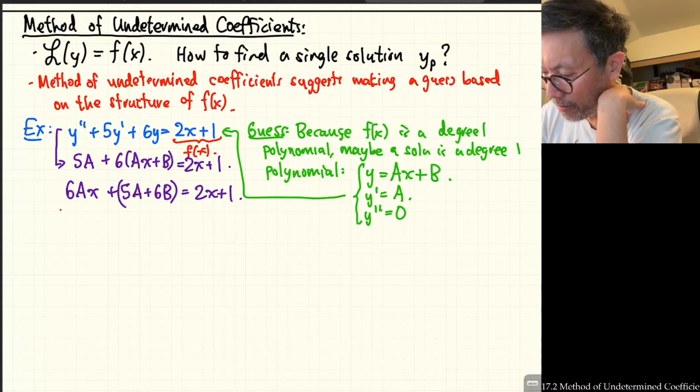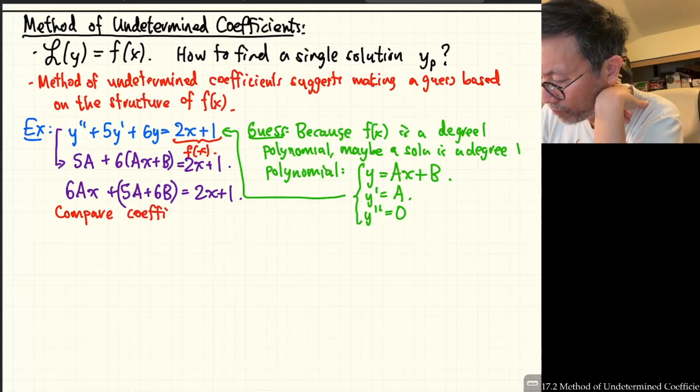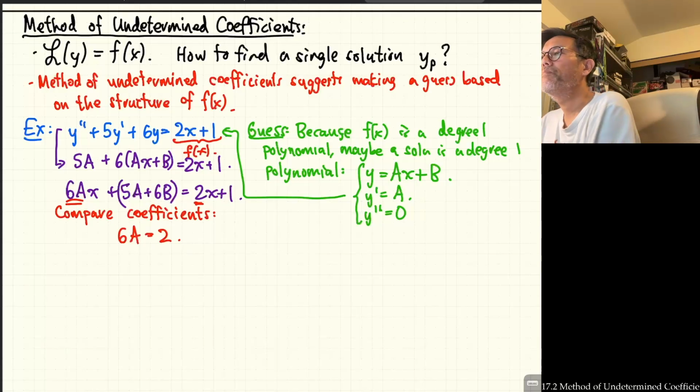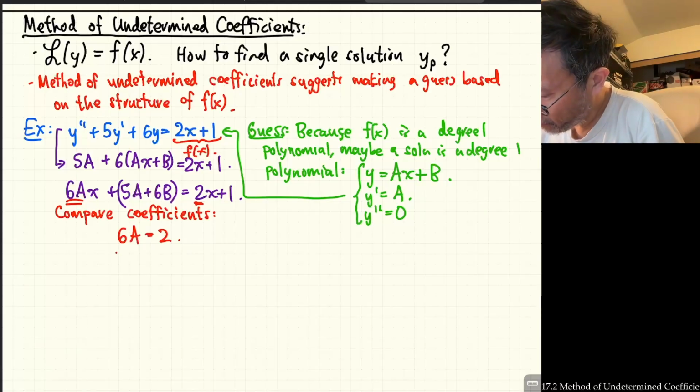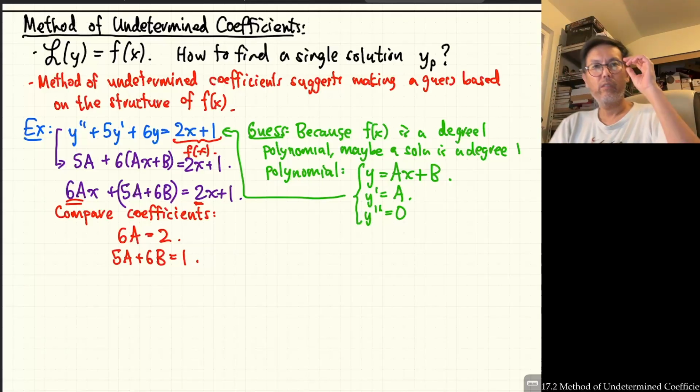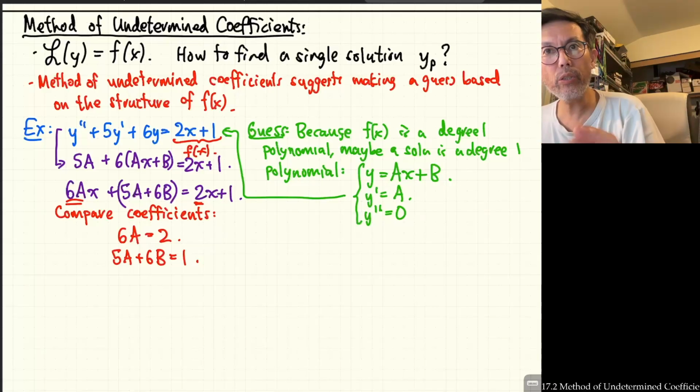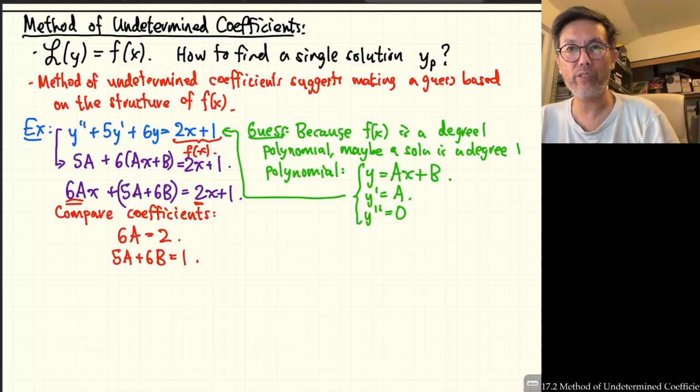Well, maybe I'll say this. We can compare this 6a here with this 2. So we know that 6a is equal to 2, and that 5a plus 6b is equal to 1. The constant terms are equal. Now, crucially, this is a system of equations in two variables, namely a and b.